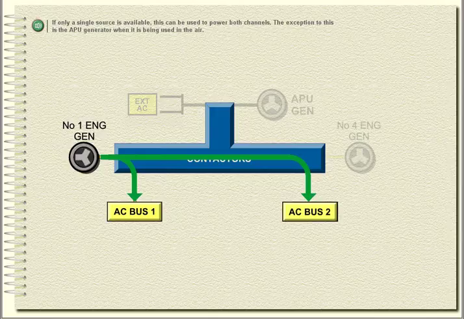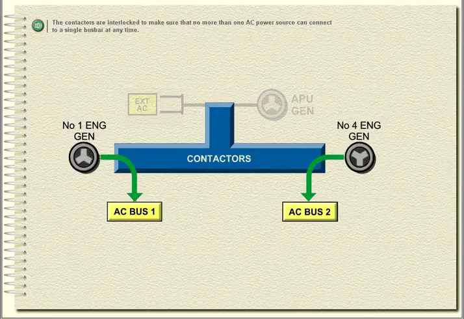The exception to this is the APU generator, when it is being used in the air. The contactors are interlocked to make sure that no more than one AC power source can connect to a single busbar at any time.